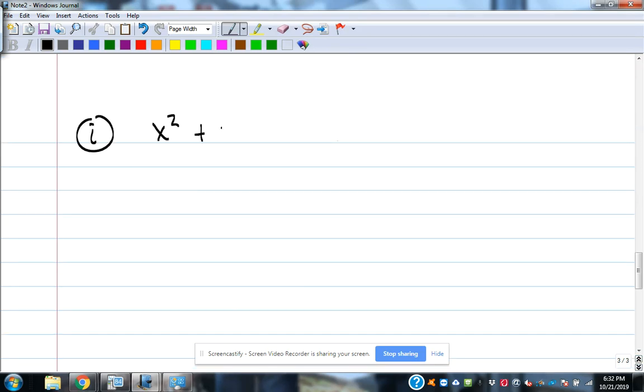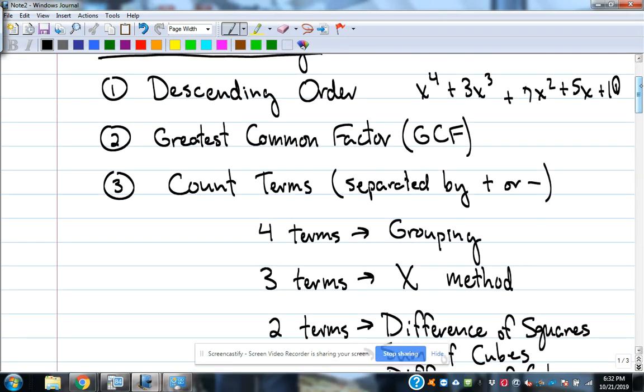X squared plus 7x plus 12. Is that in descending order? Yeah, it's in the right order. Is there a GCF across the entire problem? No. Got x squared and x in the first 2, but the 12 messes that up. How many terms does that have? 3. So what does my rules of factoring say about 3 terms?